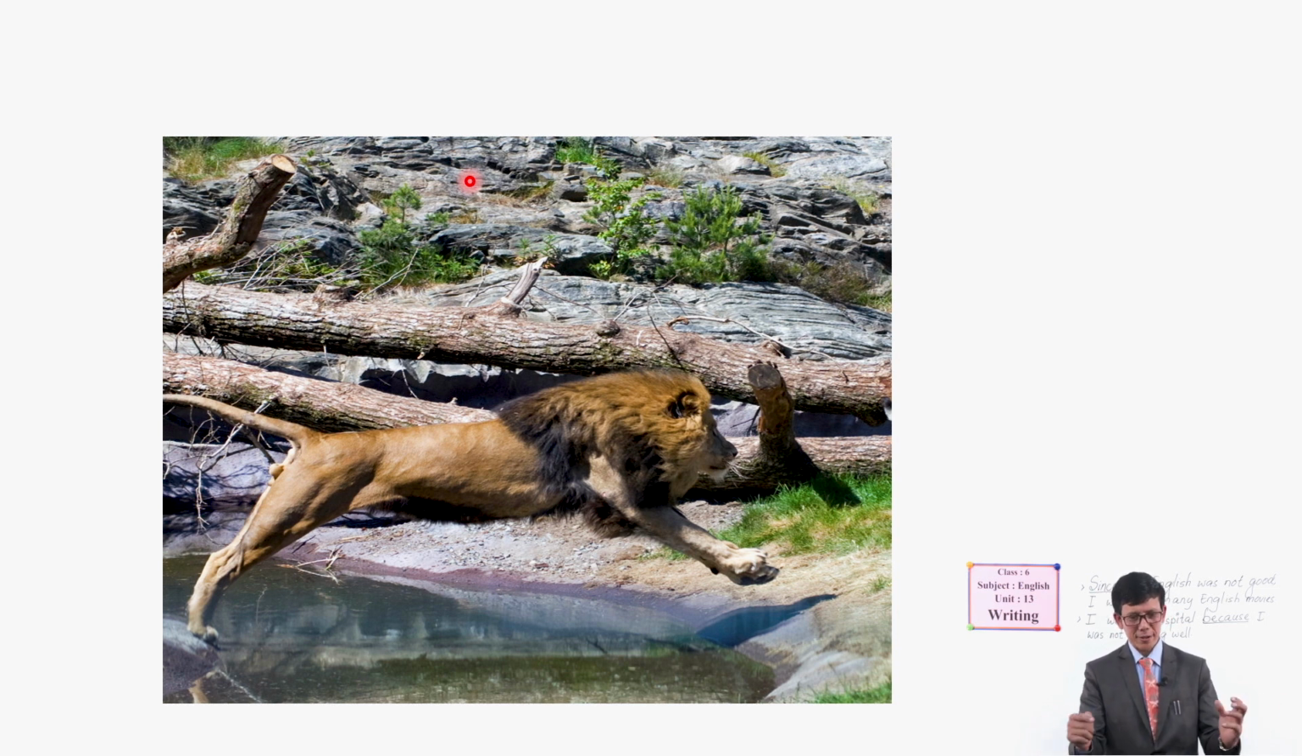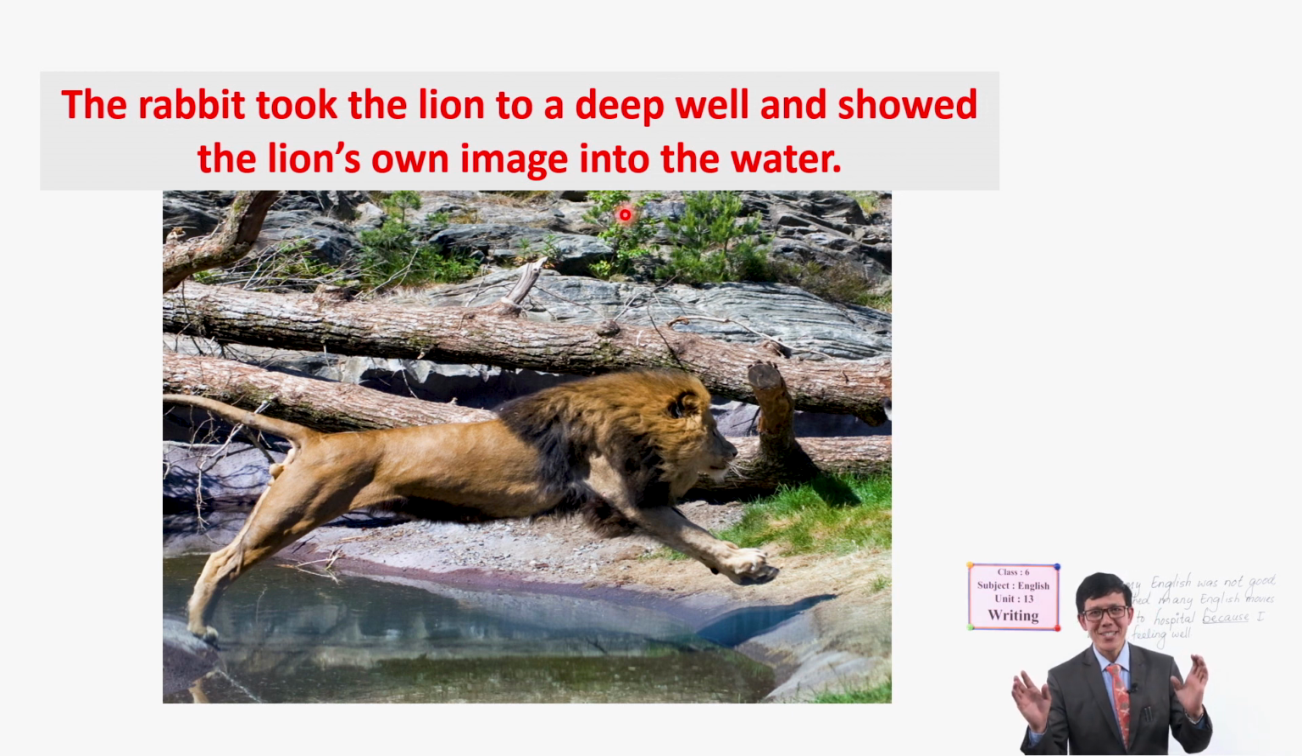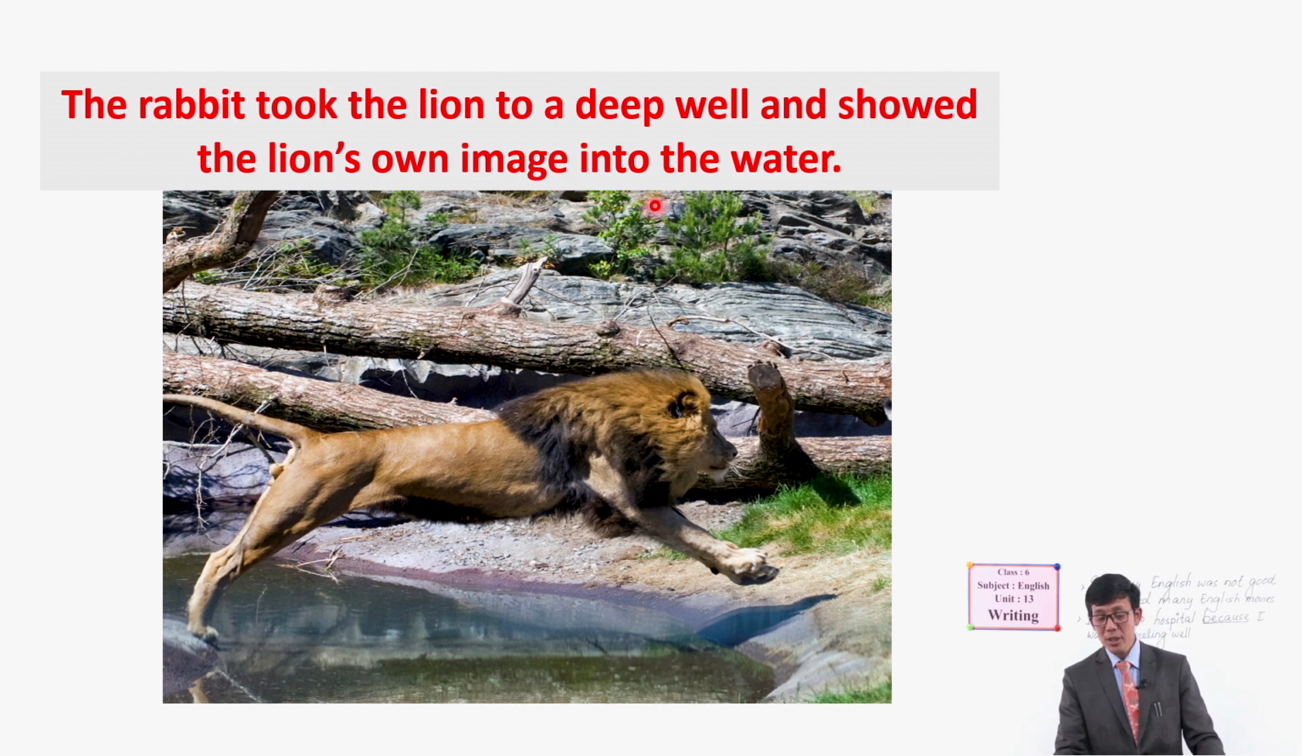You can simply connect with the earlier sentence. The rabbit took the lion to a deep well and showed the lion's own image in the water. Look how clever that small rabbit was. It took the lion to a deep well and showed the lion's own image in the water. And what happened then?